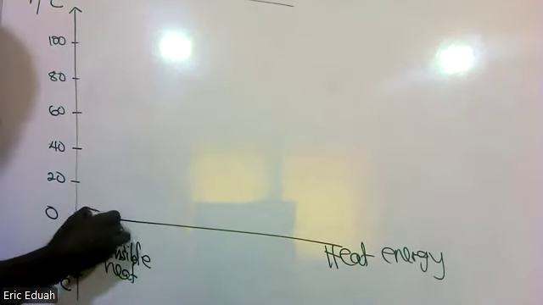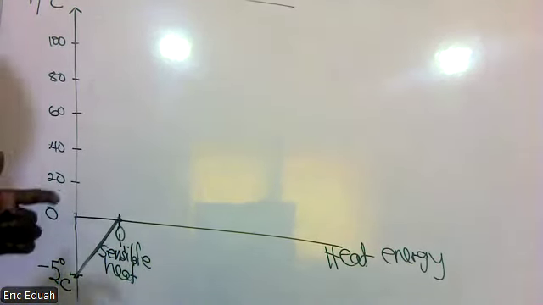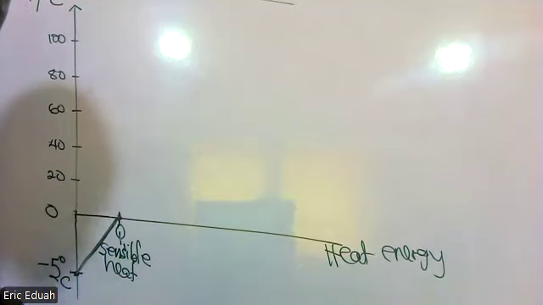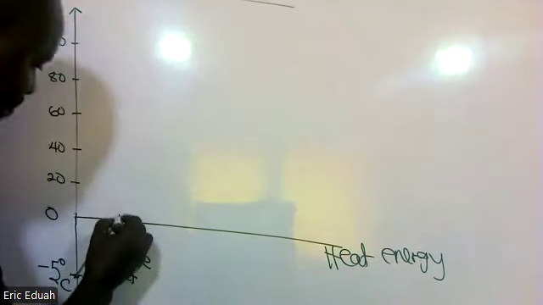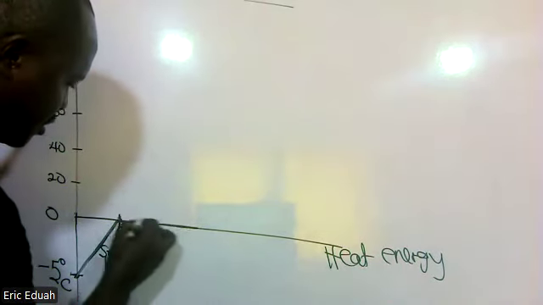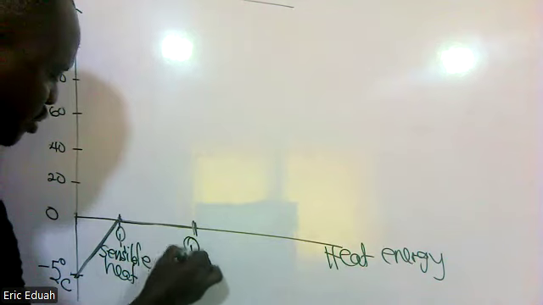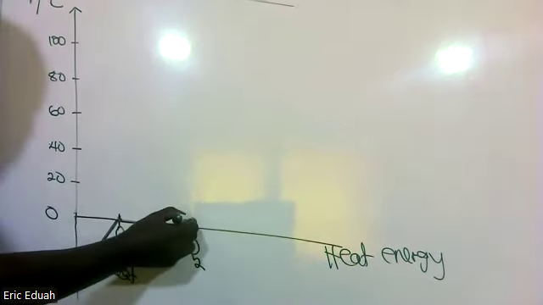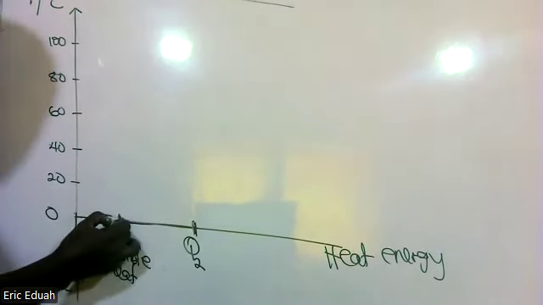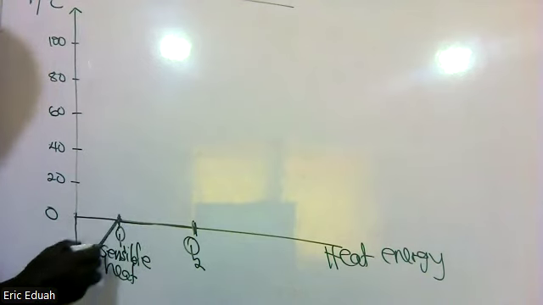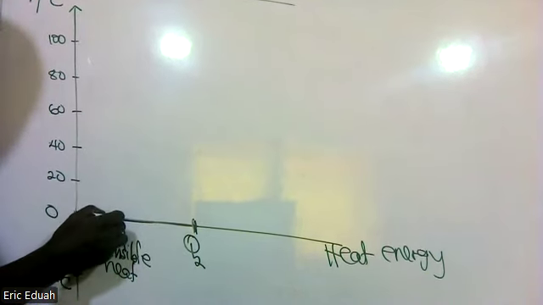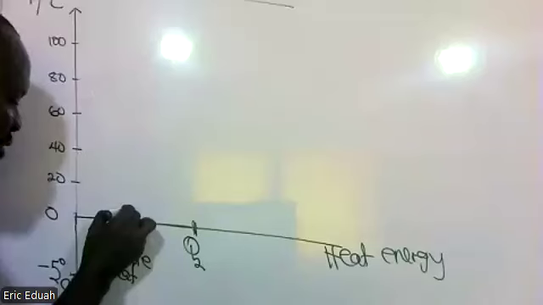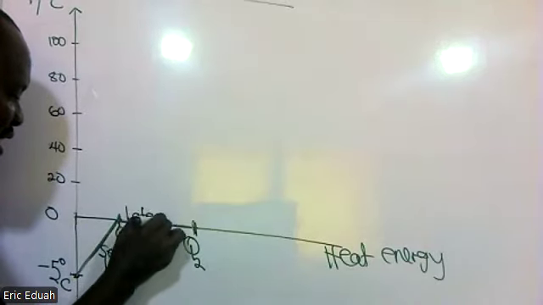Then at 0, change of state starts. It would also absorb a certain amount of heat energy to change state, and that is latent heat. So Q2. This represents the quantity of heat energy that must be absorbed in order to change state from ice at 0 to liquid at 0. So this part of the graph gives you latent heat.